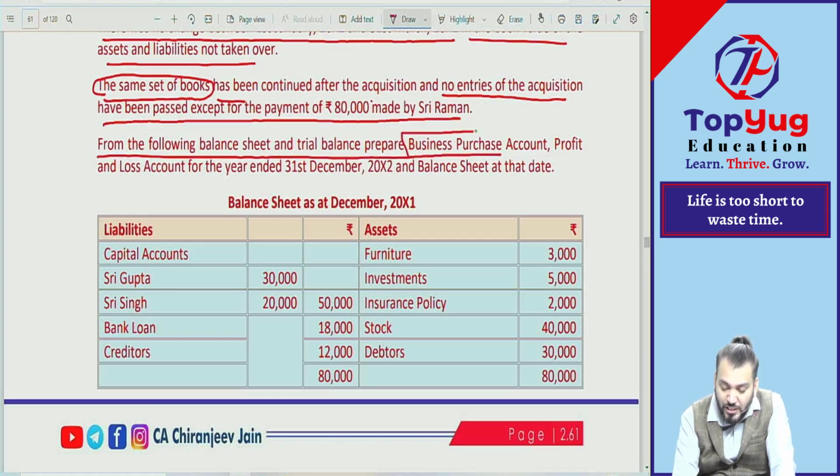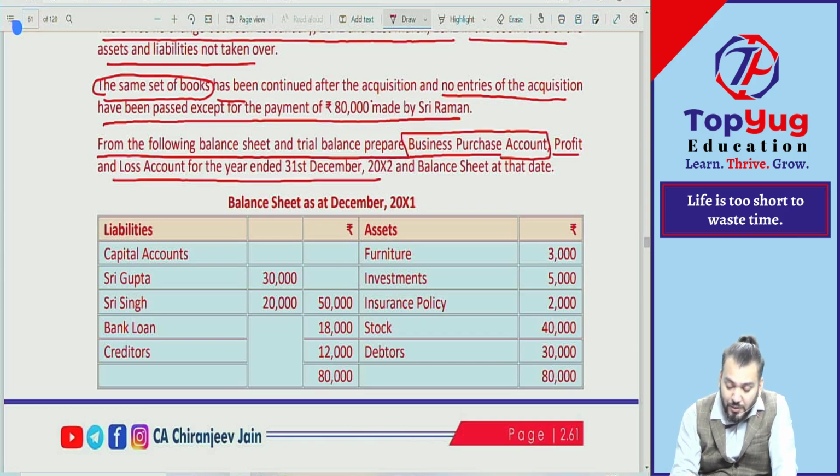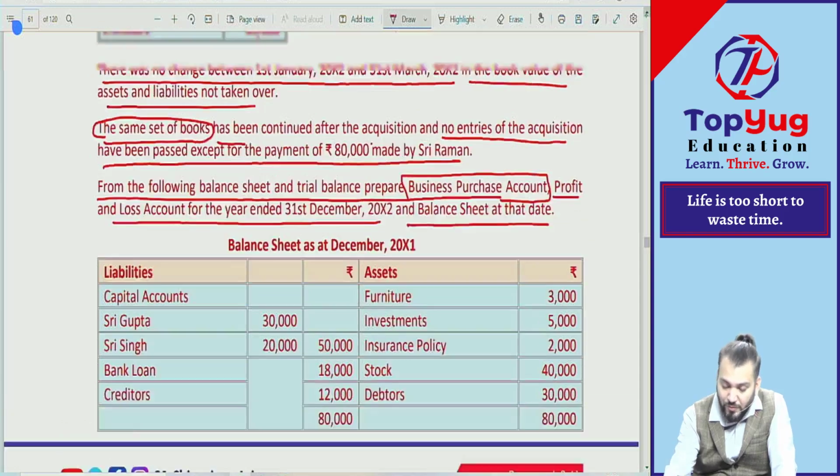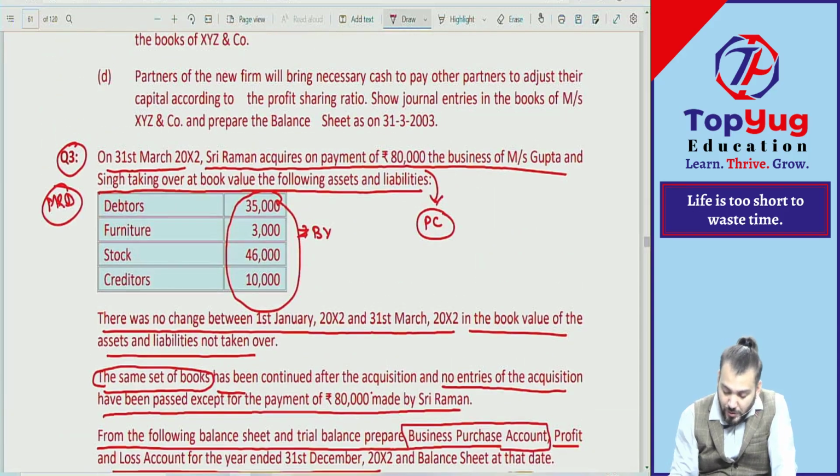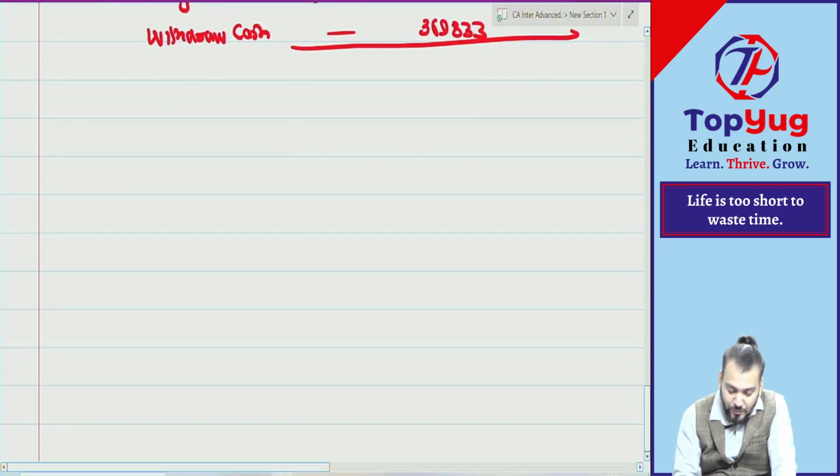Prepare which account? Business purchase account. You know about business purchase account. And profit and loss account for the year ended 31st December 2002. For the year ended 31st December 2002. My God. And balance sheet as on that date. This is what they have given. Lot of confusion is there now. Lot of confusion now.